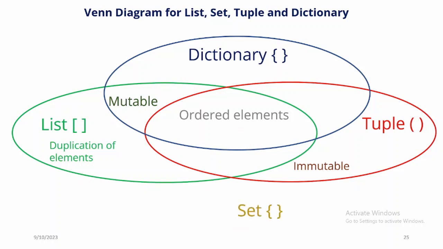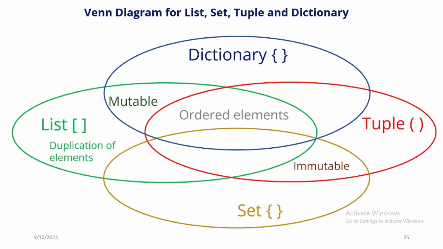set data type has a characteristic with tuple in the sense that sets are also immutable. However, set elements are unordered. The set will rearrange it for you. And there is another characteristic. Set elements must be unique. Now, both sets, dictionaries, tuples, lists, all of them together, they accept different data types.